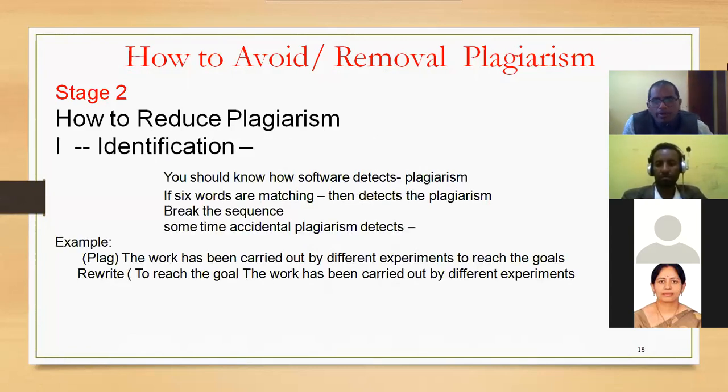First we'll see I. What is this I? I is identification. You should know how software detects the plagiarism. When six words are continuously matching, above six words matching, the software detects the plagiarism. Then break the sequence. That continuous sequence, if you break by using your own words or by using paraphrasing software, you can reduce it.